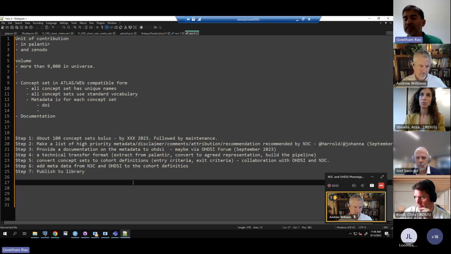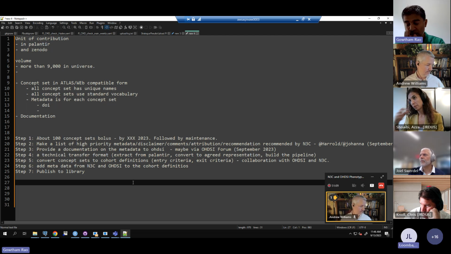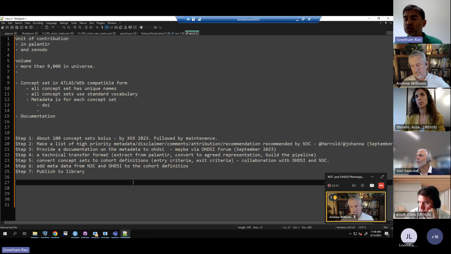Step number two, I think, is where the critical thinking is involved. There is metadata. There is also what Andrew just talked about, disclaimers or recommendations from the creator, maybe even some commentary, unstructured insight. There's also attribution. So these are high priority metadata about this concept set that needs to be documented. And so we need to understand from you, from your experience, what is your high priority metadata information.